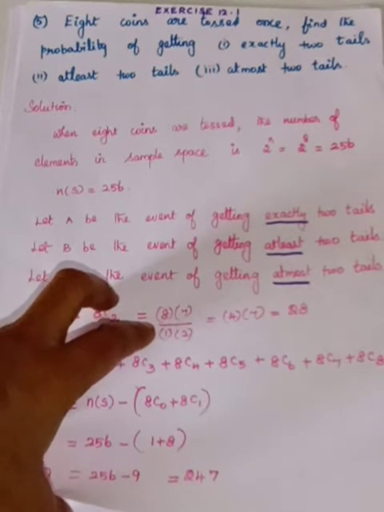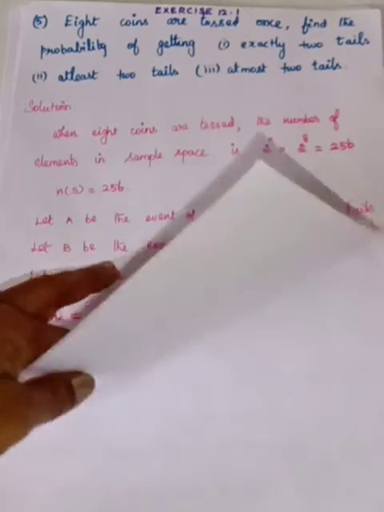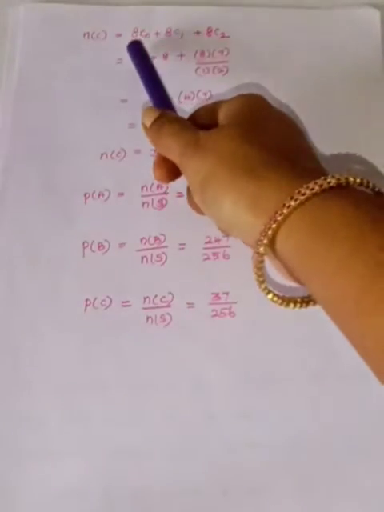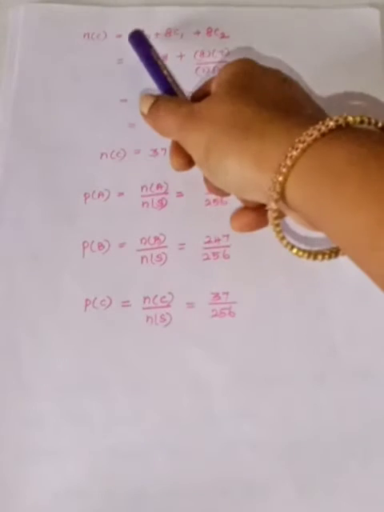Otherwise, it should be less than that. So 2 tails, 1 tail and no tail. So therefore you can write 8c0. 8c0 means what? From the 8 coins, we are not going to get the tails. So therefore it is 8c0.